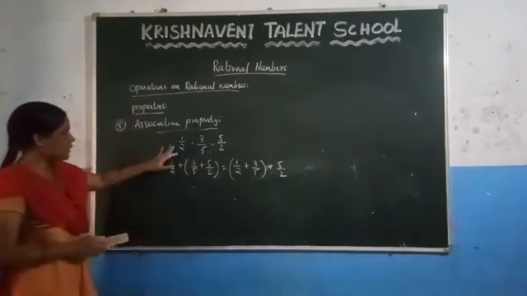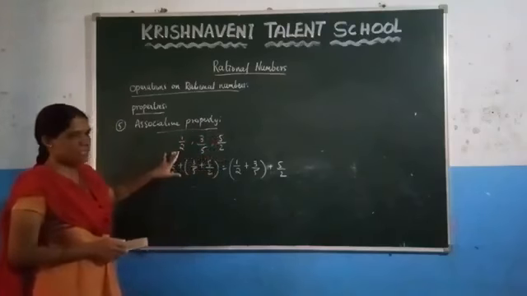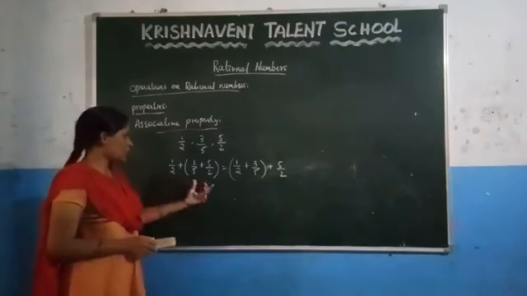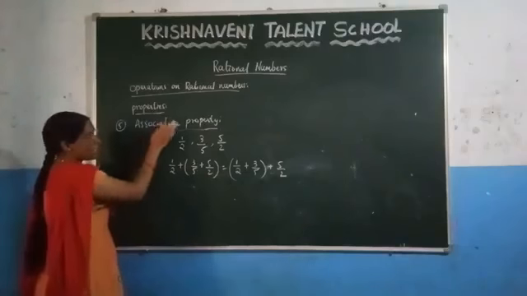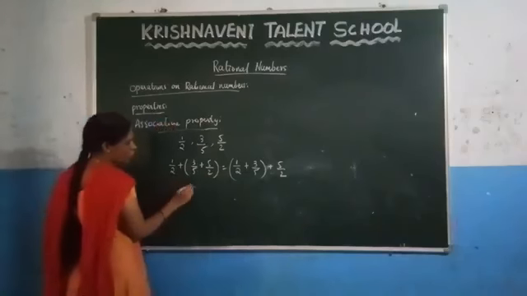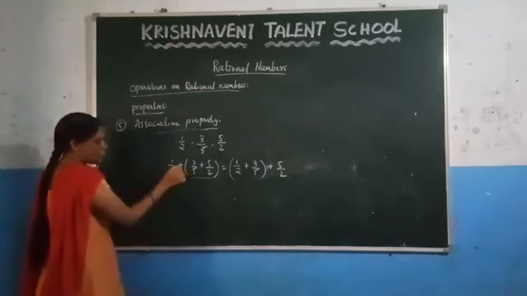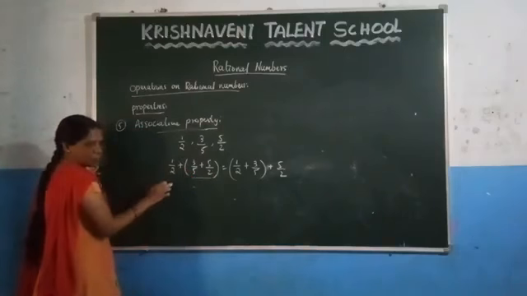If you consider three rational numbers 1/2, 3/5 and 5/2, you know that all these are rational numbers, and after this we can say that the associative property holds good under rational numbers. What we have to do: first you have to add these two numbers, and after that you get one result. That result you have to add to 1/2.